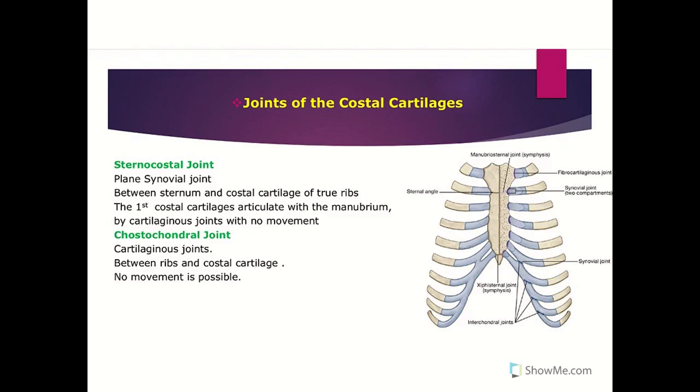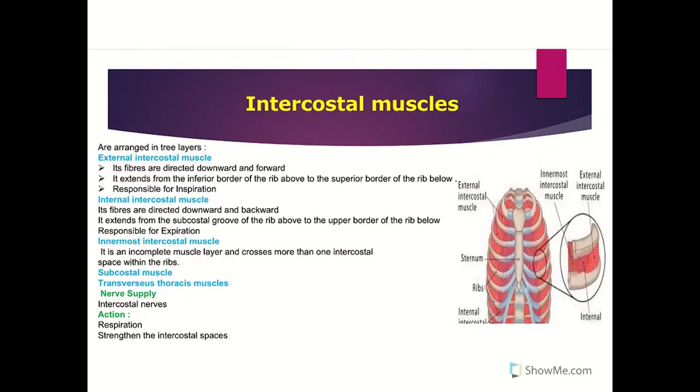Okay, and these are the joints which we mentioned before. This is the sternocostal joint between the sternum and the costal cartilage, and the costochondral joint between the costal cartilage and the bony part of the rib itself.